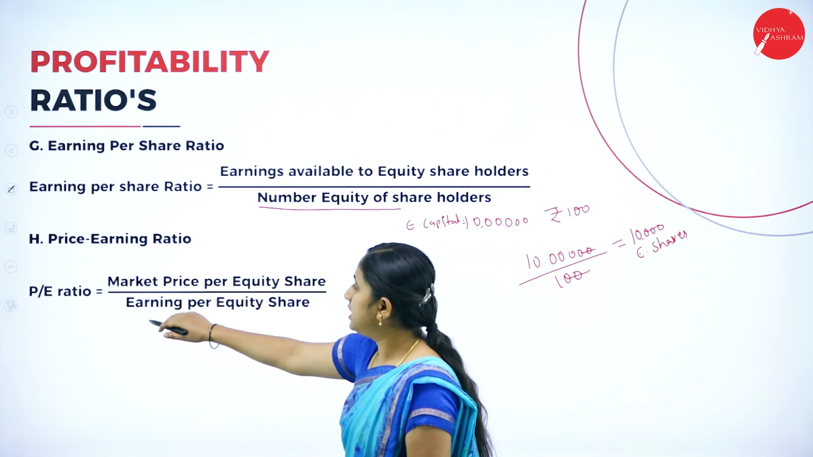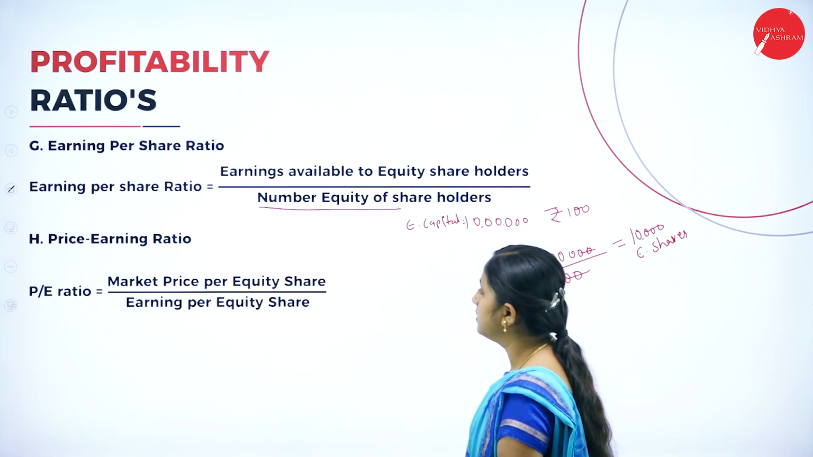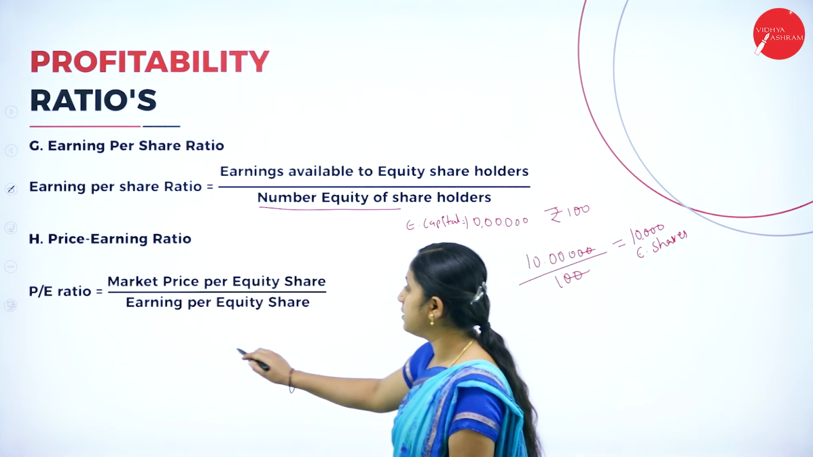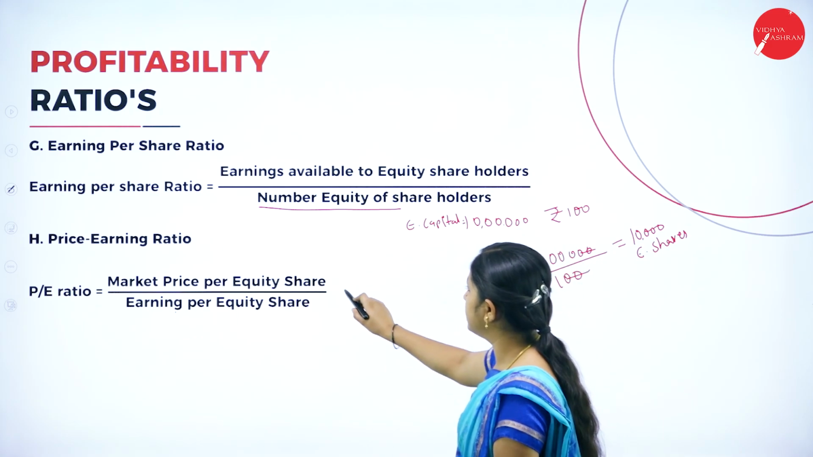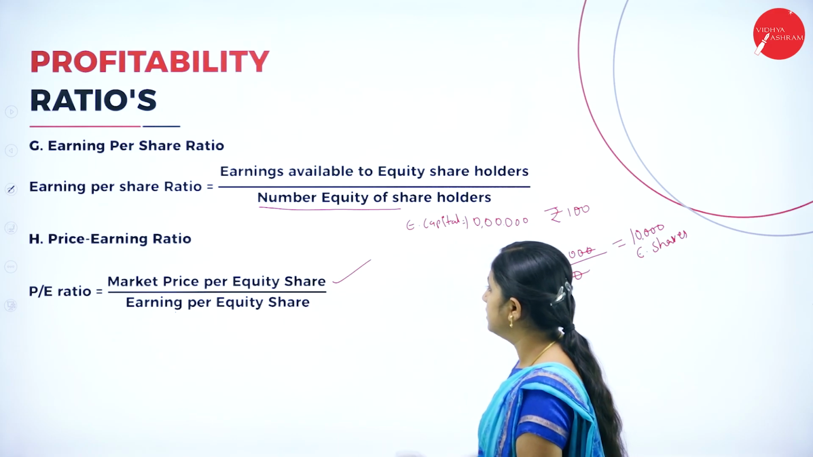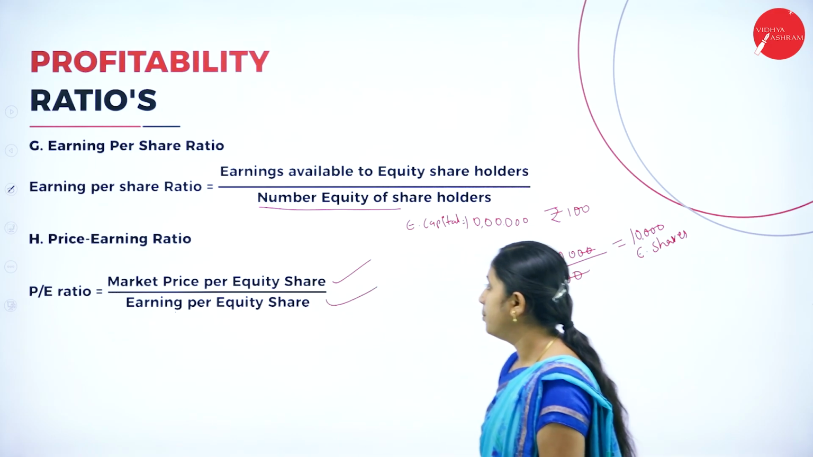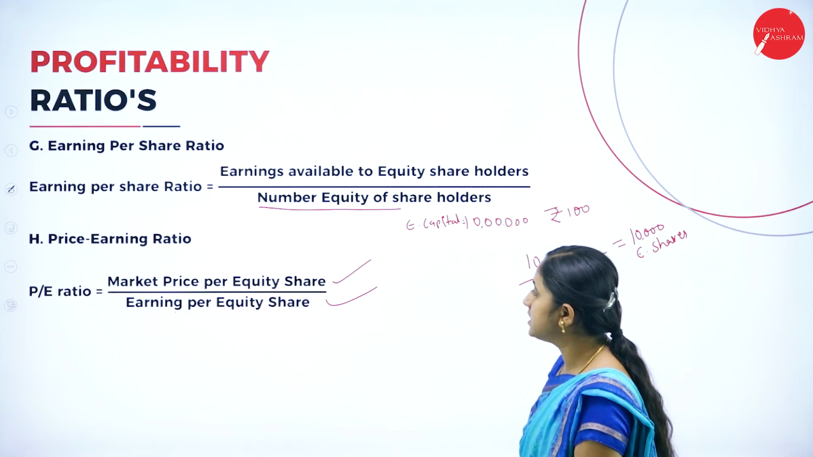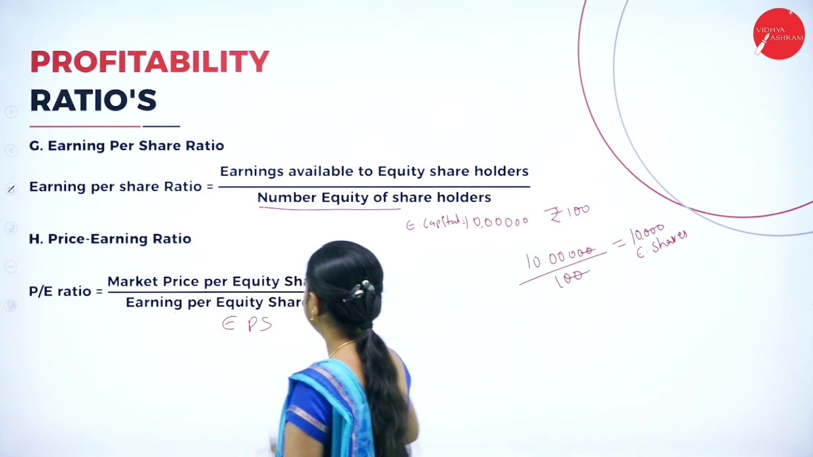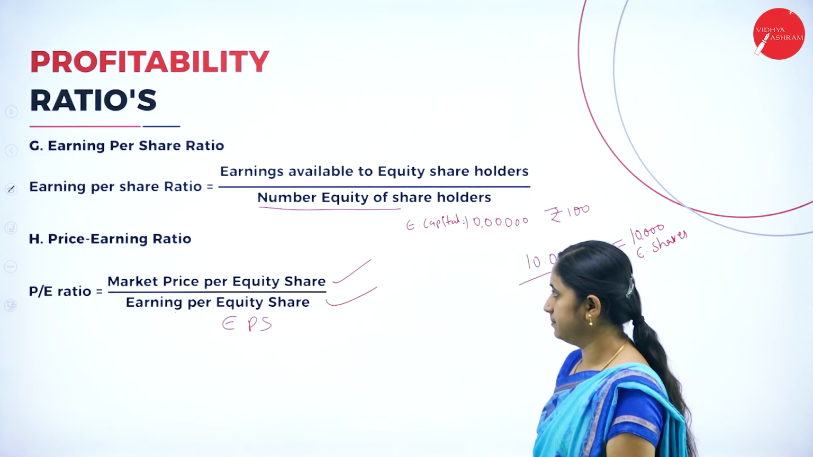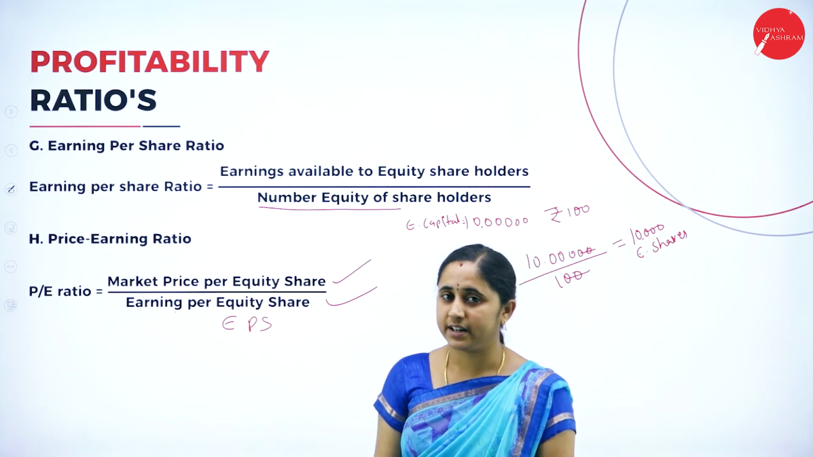PE ratio. PE ratio is equal to market price per equity share divided by earning per equity share. So, by taking into consideration this market price, then earning per equity share, that is EPS, earning per share. So, this is all about profitability ratio.